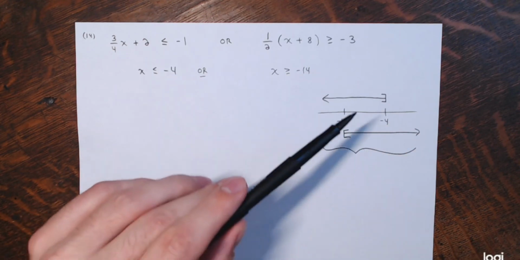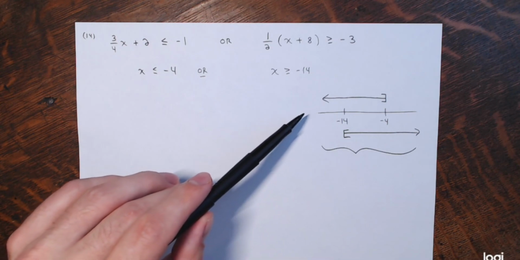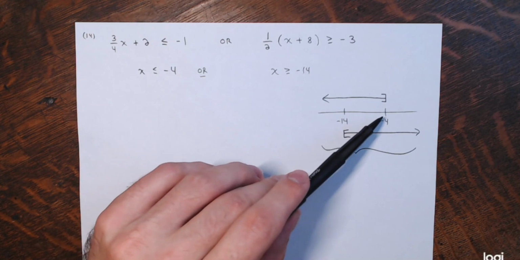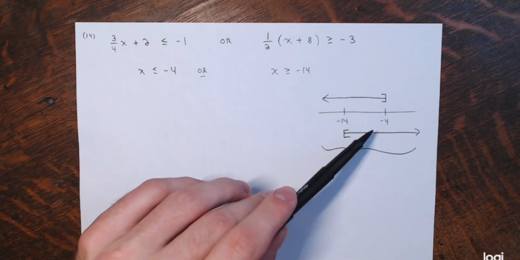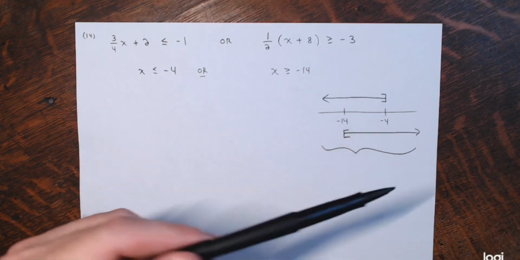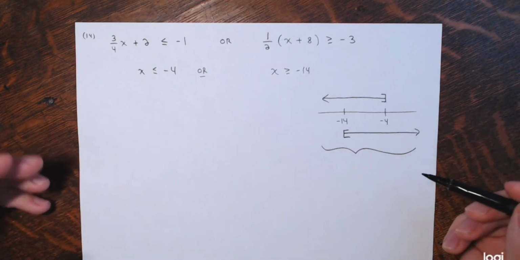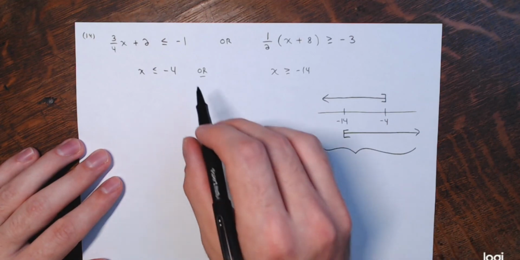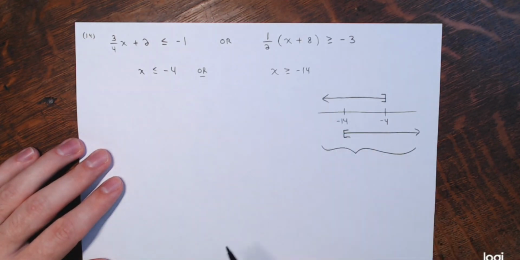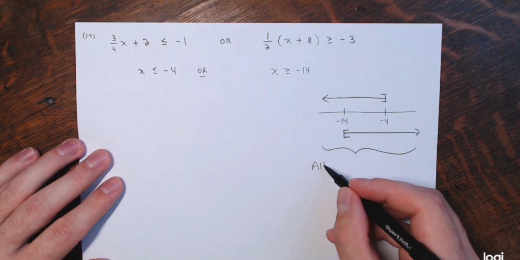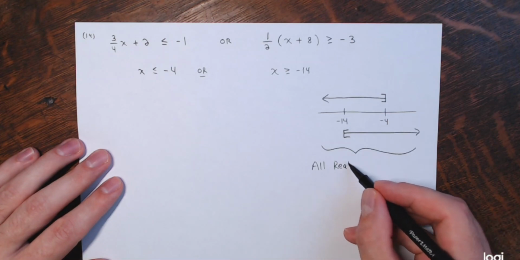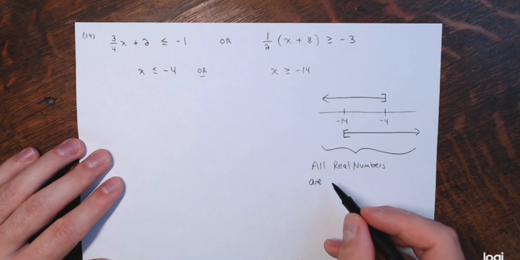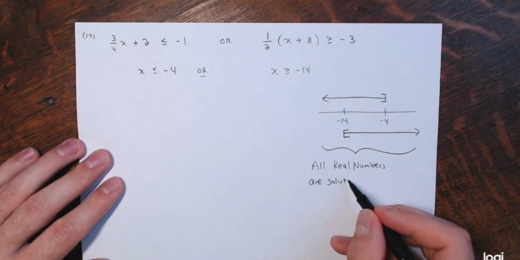Right? All the numbers less than -14 satisfy the first inequality. All the numbers from -14 to -4 satisfy both, and all the numbers to the right, greater than -4, satisfy the second inequality. So every number on the number line, again, is a solution of this OR statement, a solution of this compound inequality. So one more time here, I'm going to write all real numbers are solutions. No matter what you choose for x, it's going to satisfy this statement.